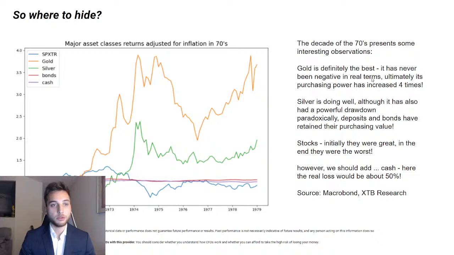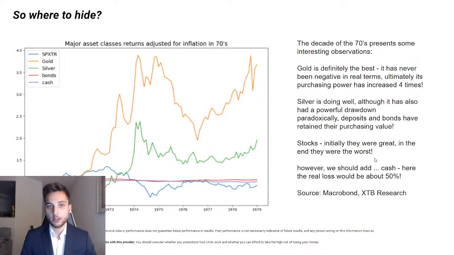It has never been negative in real terms. Ultimately, its purchasing power has increased 4 times. Silver is doing well, although it has had a powerful drawdown. Paradoxically, deposits and bonds have retained their purchasing value. Stocks, initially they were great. In the end, they were the worst. However, we should add that cash really is the real loss, which would be about 50%.